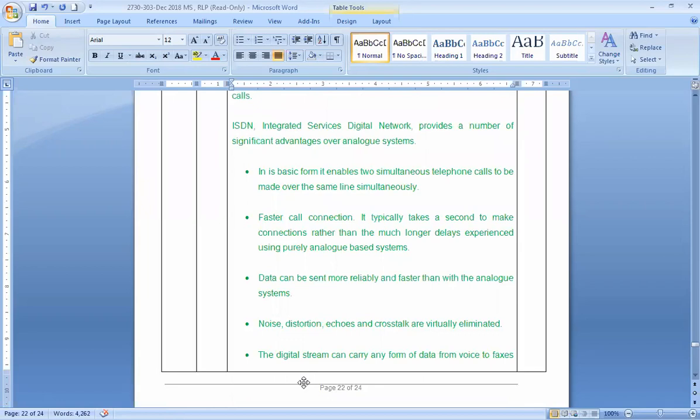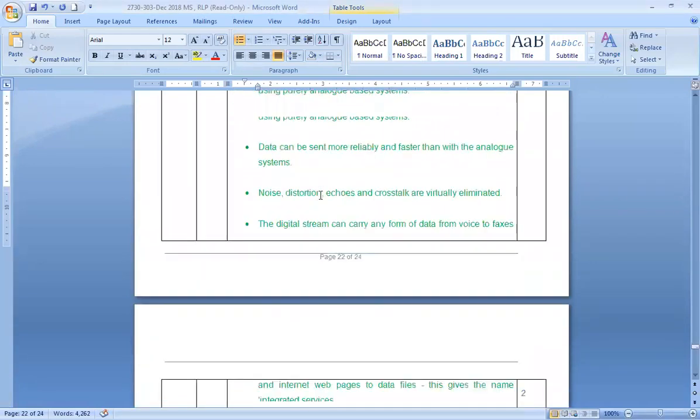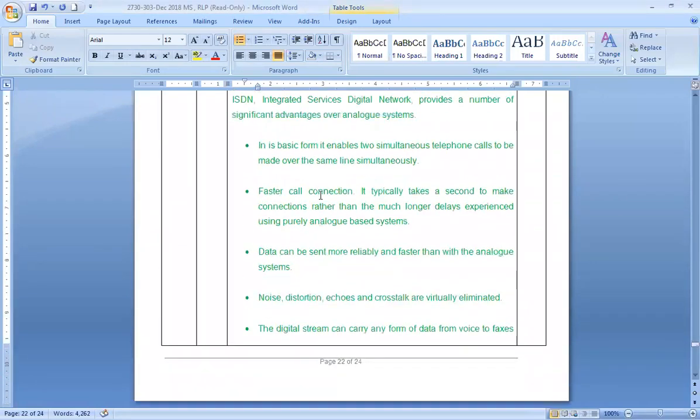So this is how ISDN came up, and we will see a few more points about it and have a discussion on it. These are some of the advantages over analog systems. So if a question is asked, how do you say that ISDN was a better choice than the analog systems? This can be your answer. I have put them up in bullet form, so we'll just go through it.